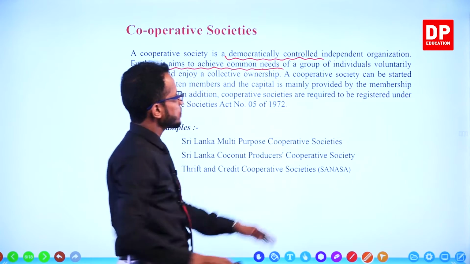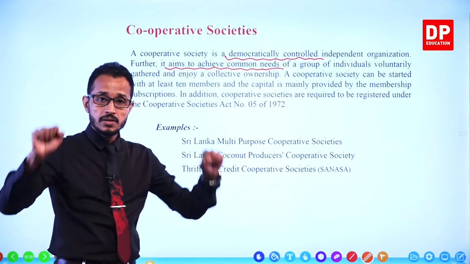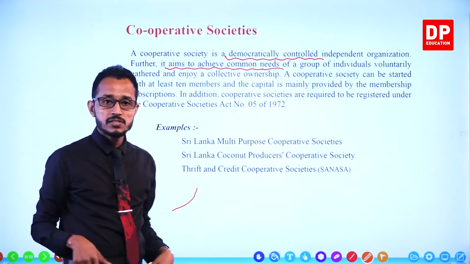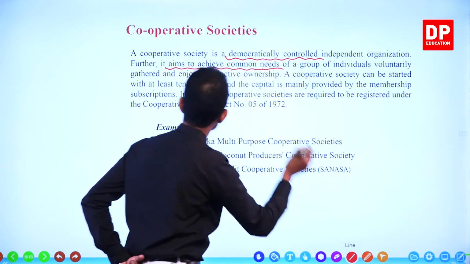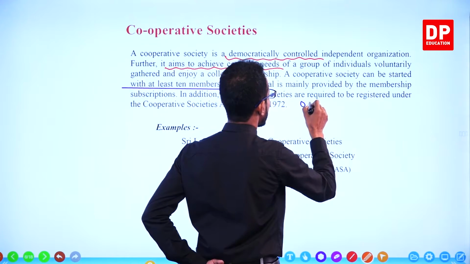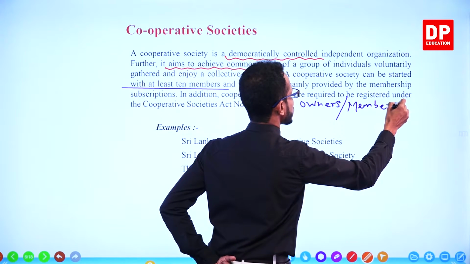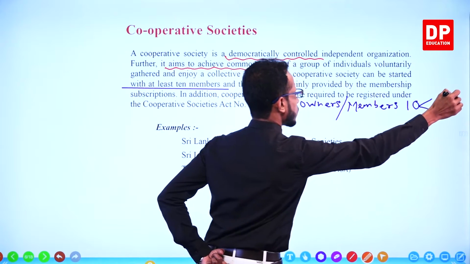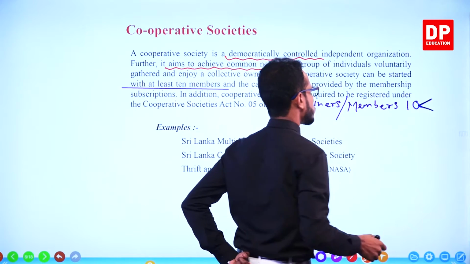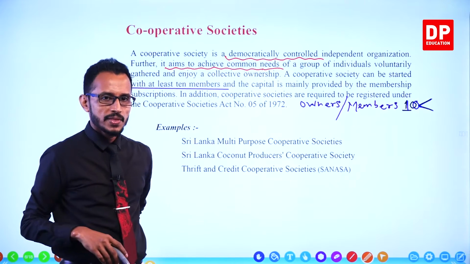A cooperative society can be started at least with 10 members. 10. Remember, children, at least these organizations must have 10 members. Okay? Here you go. 10 members. Owners or members must be 10 or more. Now that's something you should remember.